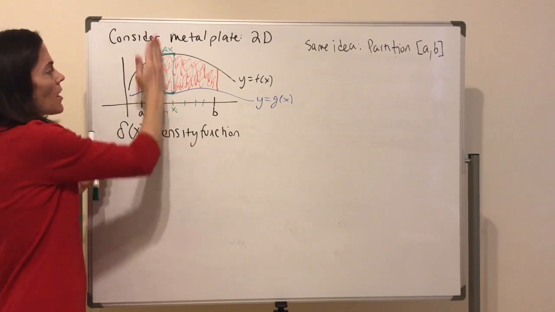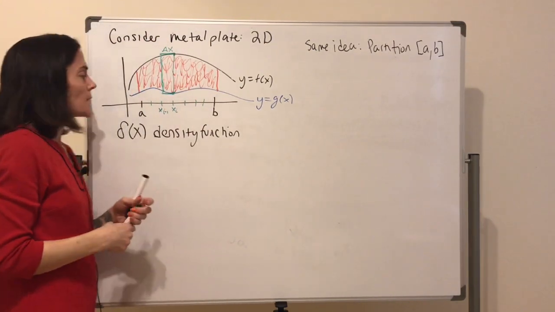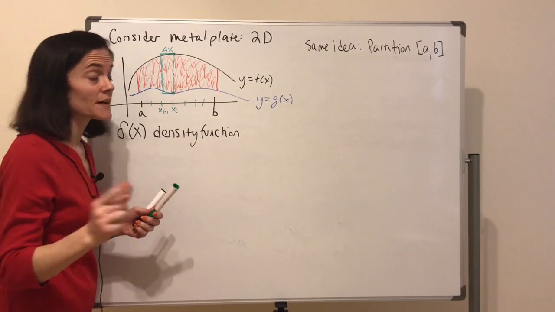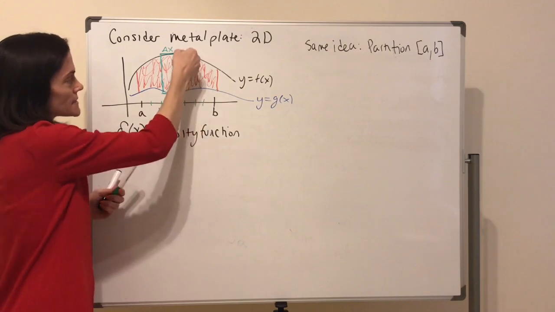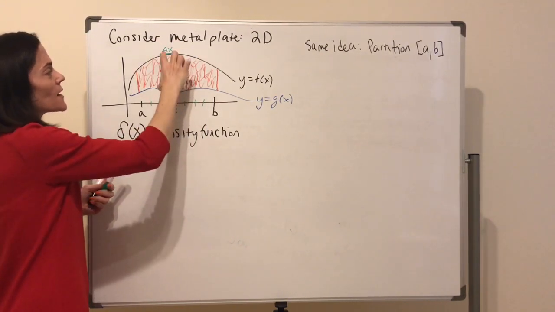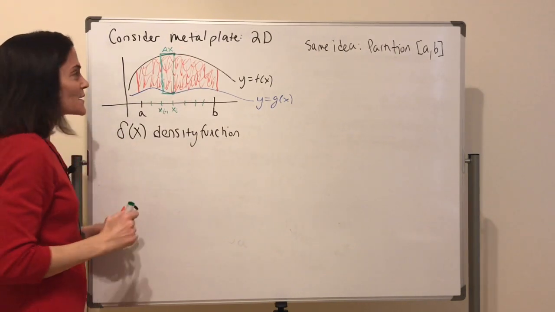But on these vertical rectangles, the density doesn't change, right? Because it's not a function of y, it's only a function of x. So you take some little x and this whole piece has the same density. When we subdivide, we have the same density on these vertical rectangles. This is the case we consider.